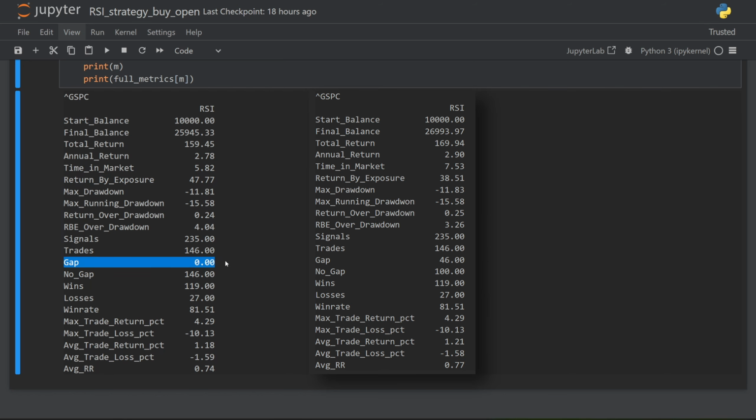In my previous backtest, there were overnight gaps because we were buying on the close with the potential gap the next day. But now I'm buying on the open, so there are no more overnight gaps to worry about.